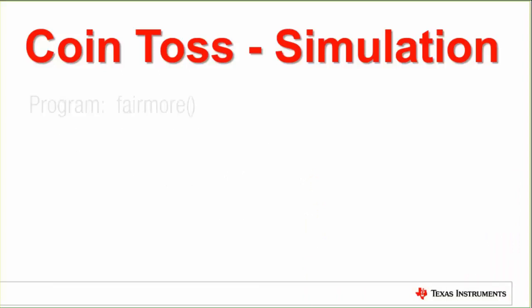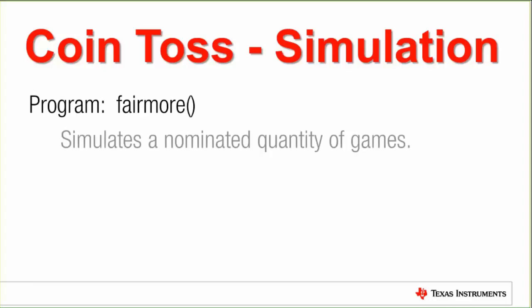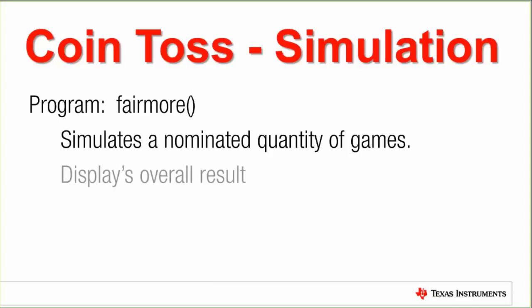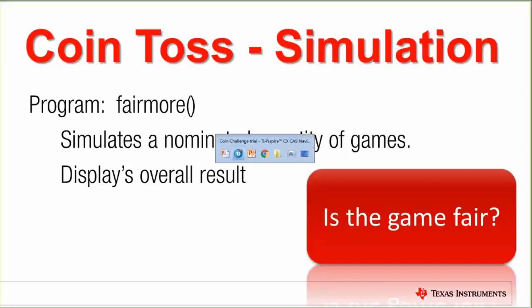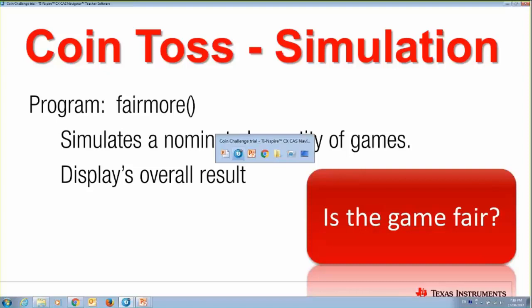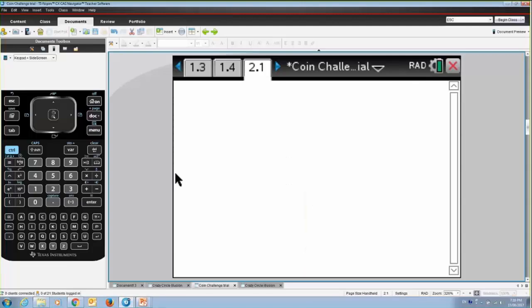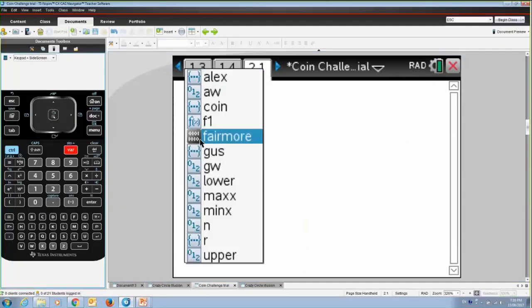So the next program that I wrote was called Fair More. So we're going to have a look at a little bit more detail in terms of the number of games we're going to simulate. Now this time it doesn't show you the sequence that was generated before a win was declared. It will just tell you how many wins Alex got and how many wins Gustav got. So let's have a look. Again, we want to know, is this game fair? So we go into our variable, and you see there's a few more. Now I've got some other stuff happening here which I'll explain in a minute.